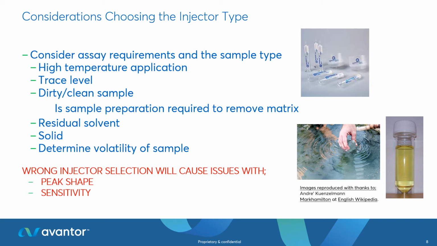It's also necessary to be aware of other types of analysis. So residual solvent analysis, is that what we're interested in? Are we looking at a solid analysis? And again, if we're looking at both of these, the injector selection becomes quite critical. It's also important to determine the volatility of the sample as well. If all of these are considered, then we should avoid problems with peak shape and sensitivity that can happen. If we don't consider these effectively, then we will end up with issues in terms of peak shape and sensitivity.